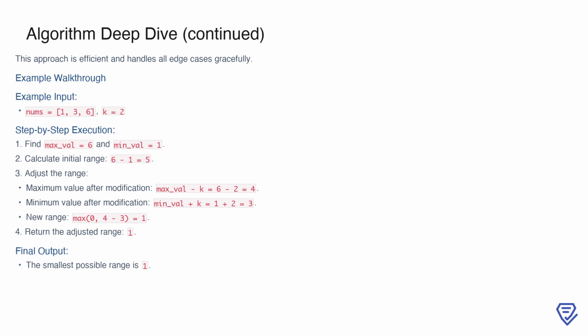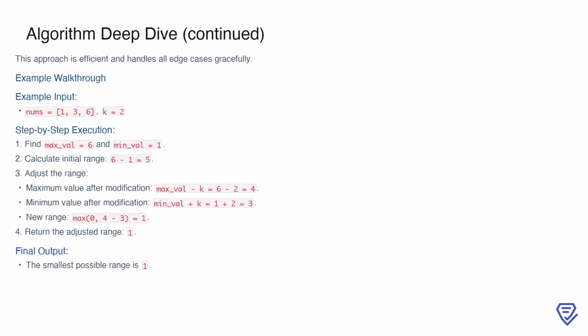Consider the input nums equals 1, 3, 6, and k equals 2. First, we determine the maximum value, max_val equals 6, and the minimum value, min_val equals 1. The initial range is 6 - 1 equals 5. Next, we adjust the range.